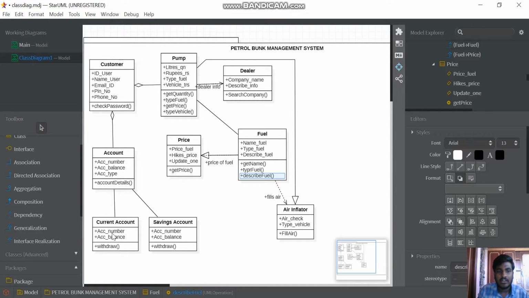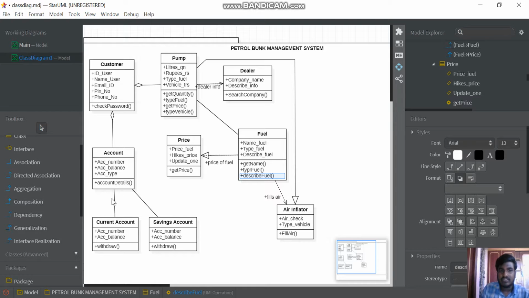Also for current account, same for savings account. Some wish to pay their money through current account, some wish to pay through savings account. So for current account we are giving account number, account balance. Same respectively for savings account, we are giving account number, account balance. So we are withdrawing the amount from current account, or the user can withdraw his amount from savings account. With this, the account class is over.